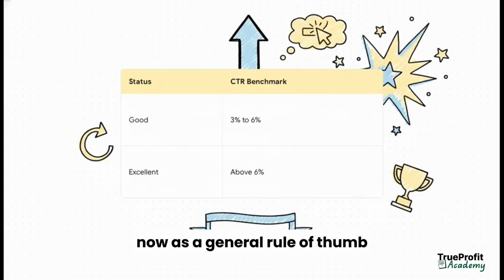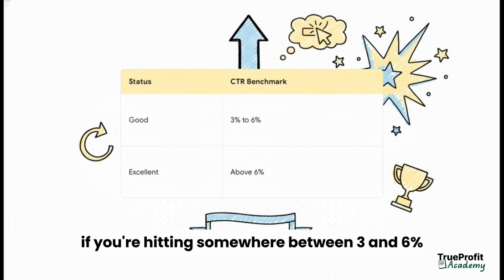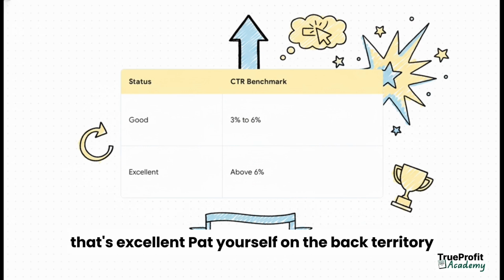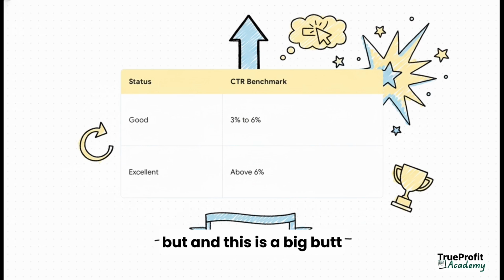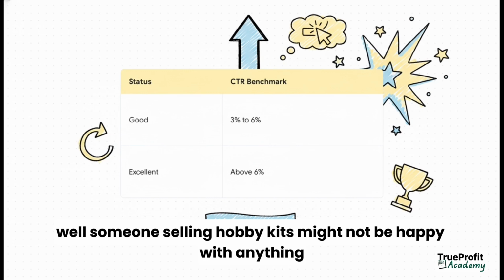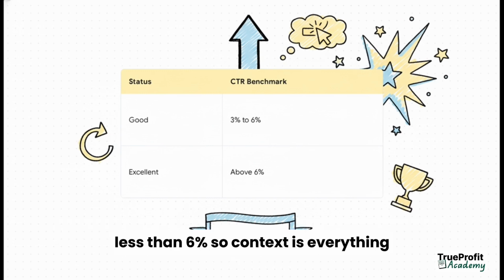Now, as a general rule of thumb, this is a great starting point. If you're hitting somewhere between 3 and 6%, you're doing pretty well. Anything above 6%, that's excellent, pat yourself on the back territory. But, and this is a big but, it really depends on your industry. A lawyer might be thrilled with a 1.5% CTR, while someone selling hobby kits might not be happy with anything less than 6%. So context is everything.